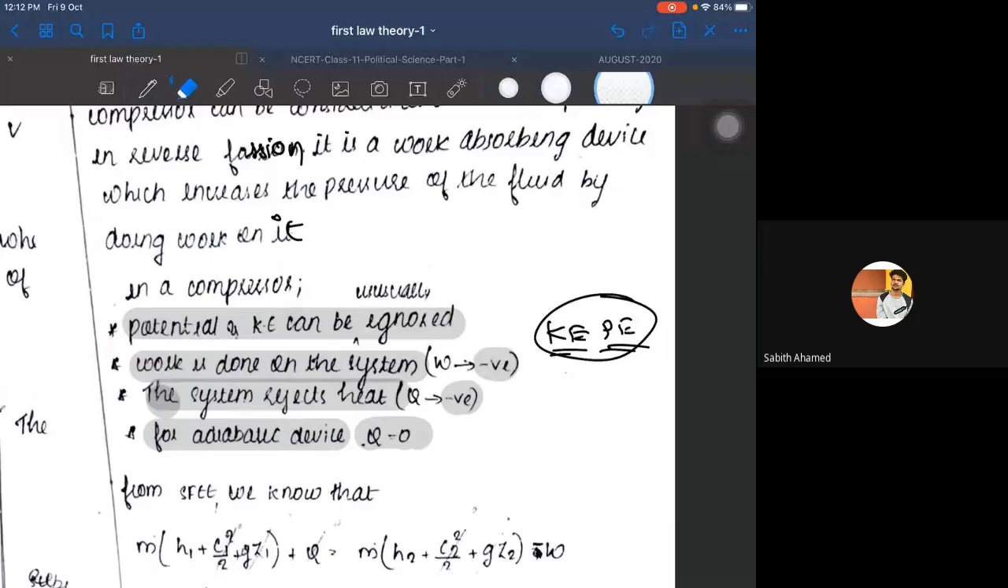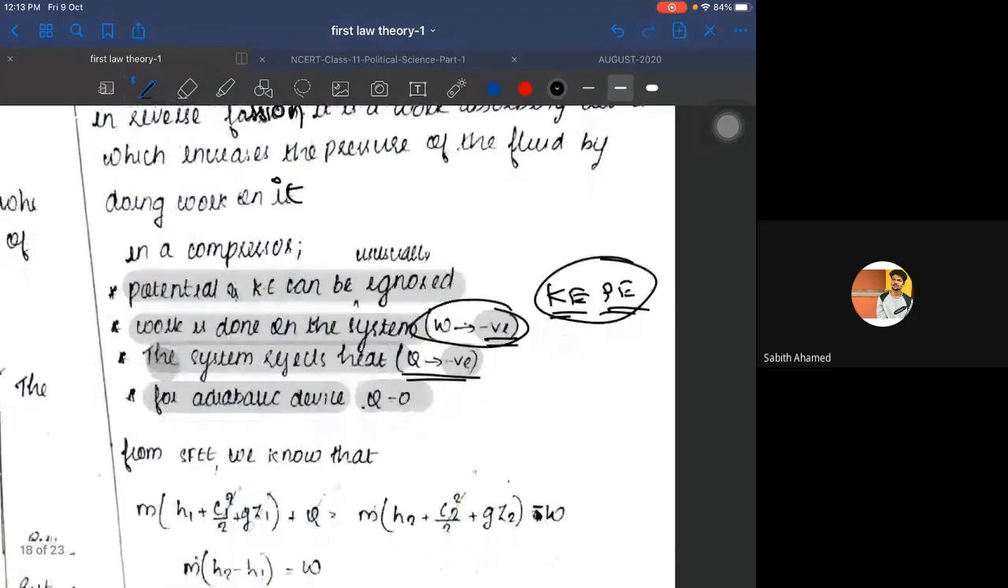Next, the work done on the system would be negative, because the work is done on the system. The system rejects heat, so that is negative again, because heat is rejected from the system. You're not adding heat to the system. Generally, if heat gets rejected from the system, it is negative. So I say it would be an adiabatic device. Adiabatic device in the sense, I told you, the Q value should be 0.